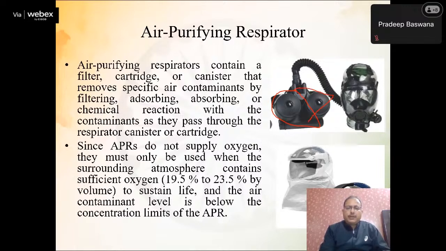Since APRs do not supply oxygen, they must only be used when the surrounding atmosphere contains sufficient oxygen, that is 19.5 to 23.5% by volume, to sustain life, and the air contaminant level is below the concentration limits of the APR, that is air purifying respirator. So the air purifying respirator is very clear. We have to use the cartridge system, and we have to focus upon this particular part itself.